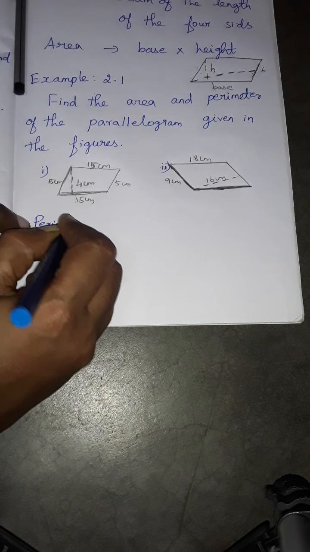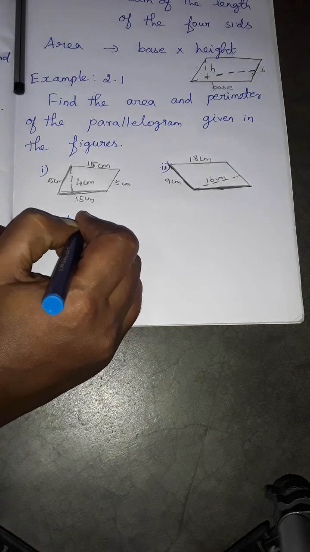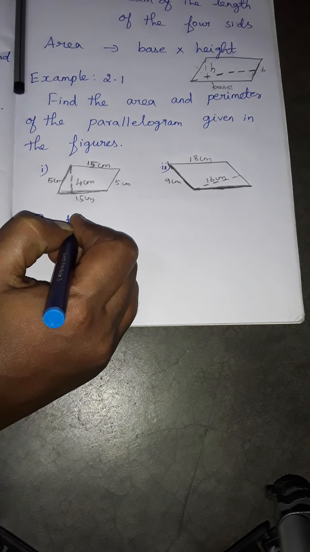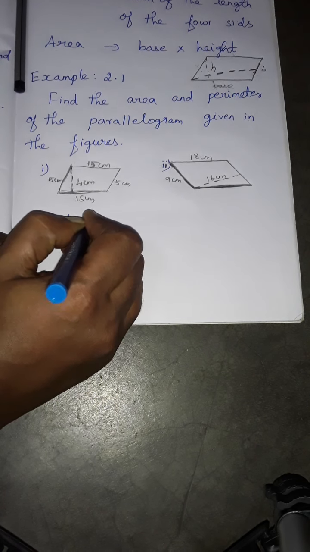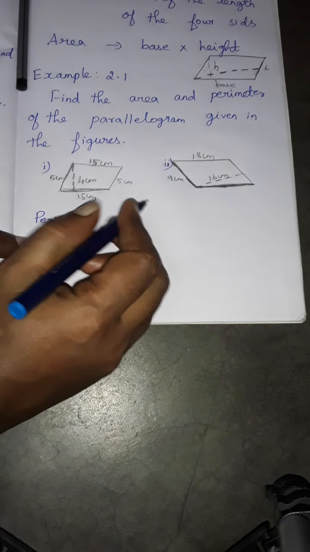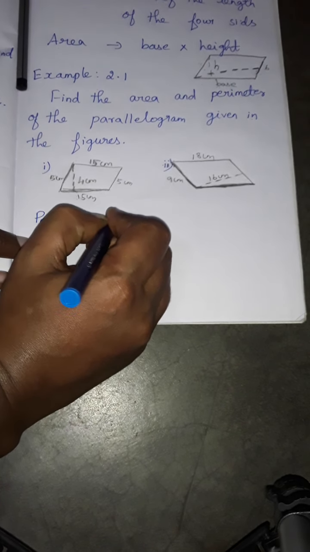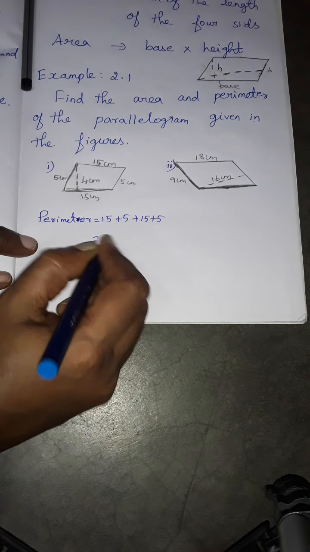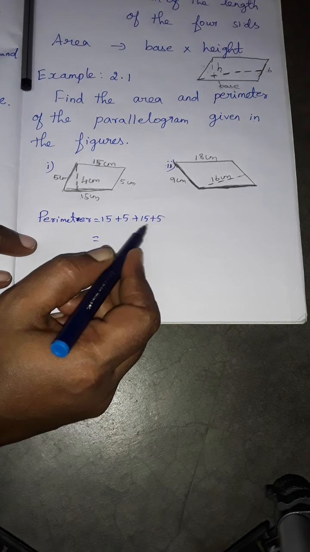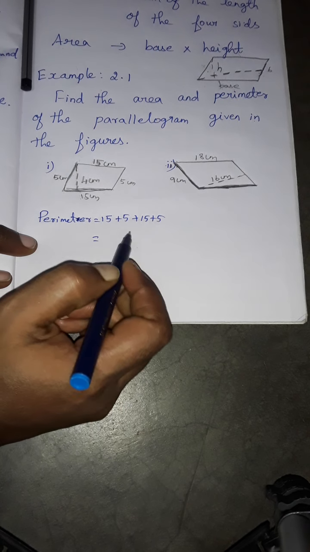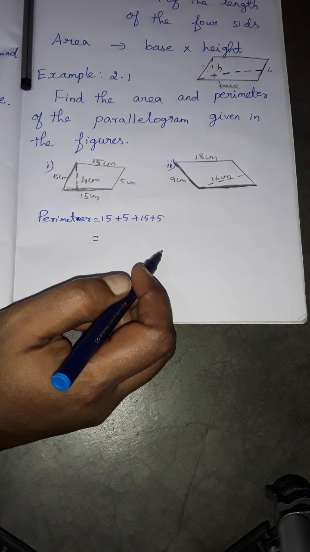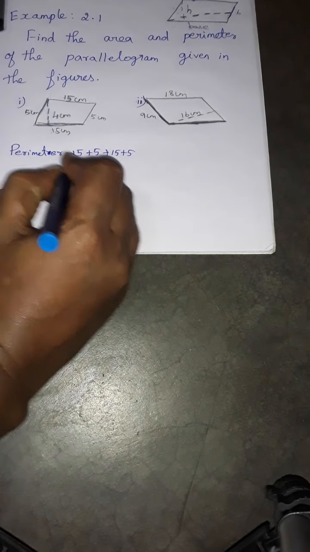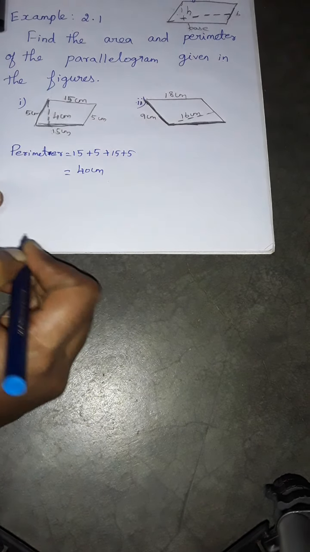Perimeter is the sum of the lengths of the 4 sides. So what is the sum of the lengths of the 4 sides? It is 15 plus 5 plus 15 plus 5. You have to add 15 plus 5, 20. 15 plus 5, 20. So 20 plus 20, what is the answer? Yes, 40 centimeter. So the perimeter is 40 centimeter.